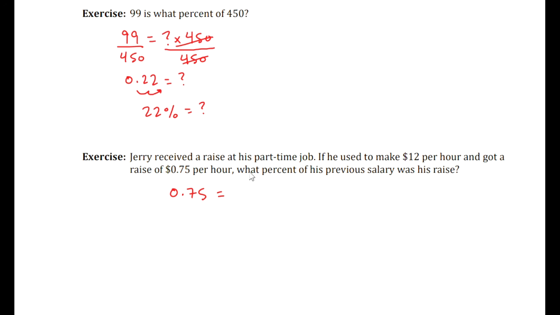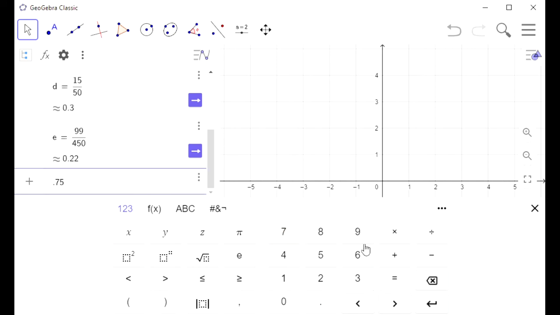The percent's unknown. It says what percent, so we'll use a question mark, times the of number. Well, it's of his previous salary, and he used to make $12 per hour. So we have our equation, and we can solve this for our unknown. So we'll divide both sides by 12. 0.75 divided by 12 gives us 0.0625.